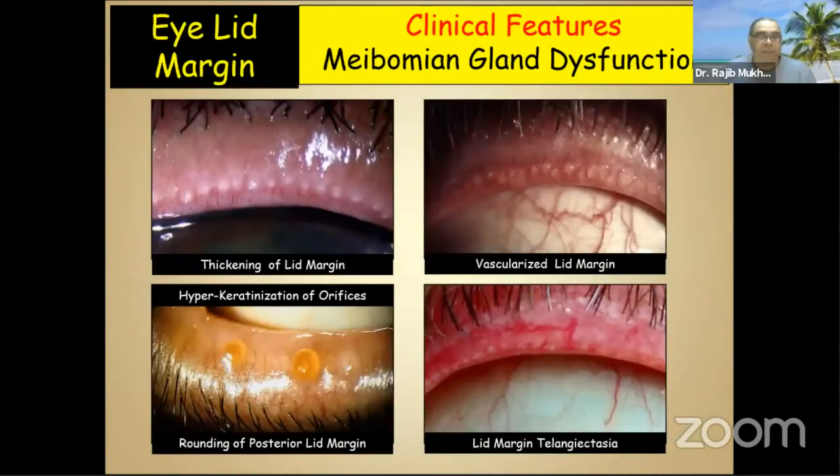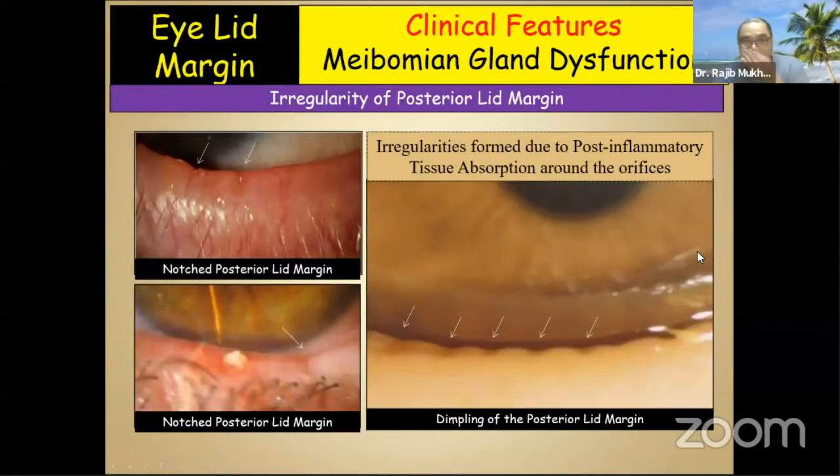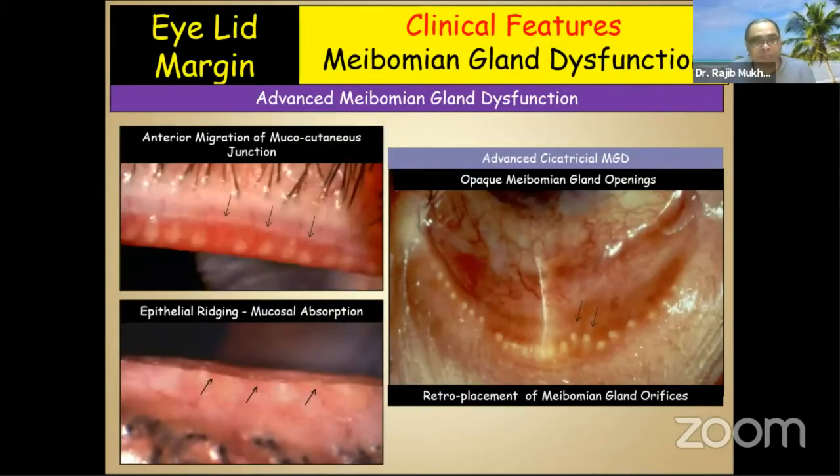Now, the eyelid margin features in meibomian gland dysfunction would be thickening of the lid margins, as we see over here. The lid margins might be vascularized. There might be rounding off of the sharp posterior lid margin with hyperkeratinization of the meibomian gland openings, and there might be lid margin telangiectasias. Lid margin changes might include posterior lid notches that you can see over here very clearly. There can be dimpling of the posterior lid margins, which is due to tissue absorption based on long-standing post-inflammatory changes.